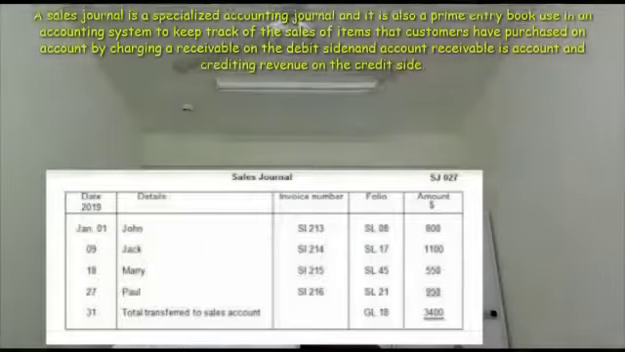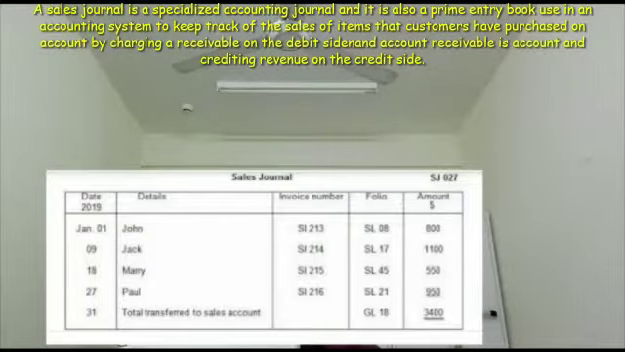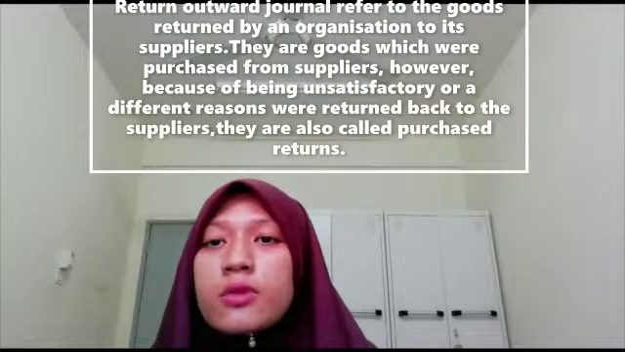The next is sales journal. A sales journal is a specialized accounting journal, and it is also a prime entry book used in an accounting system to keep track of the sale of items that customers have purchased on account by charging a receivable on the debit side. The third is return outwards journal.